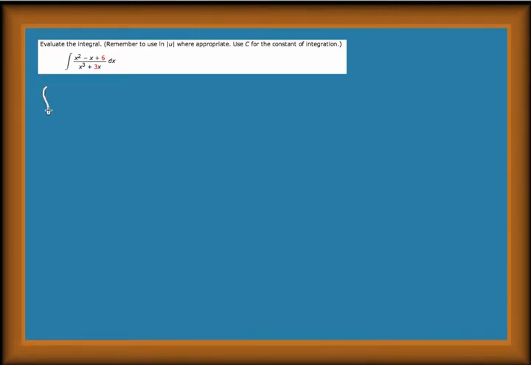We are to evaluate the integral of (x squared minus x plus 6) over (x cubed plus 3x) dx. And we're going to do this by decomposition of partial fractions. So we're going to start by saying, okay, this thing down here factors into a linear factor, x, and an irreducible quadratic, x squared plus 3.